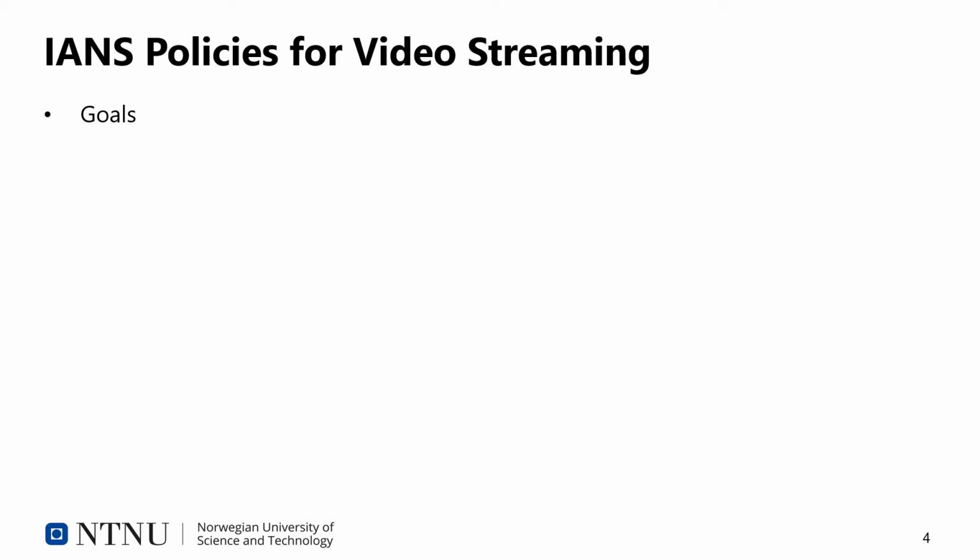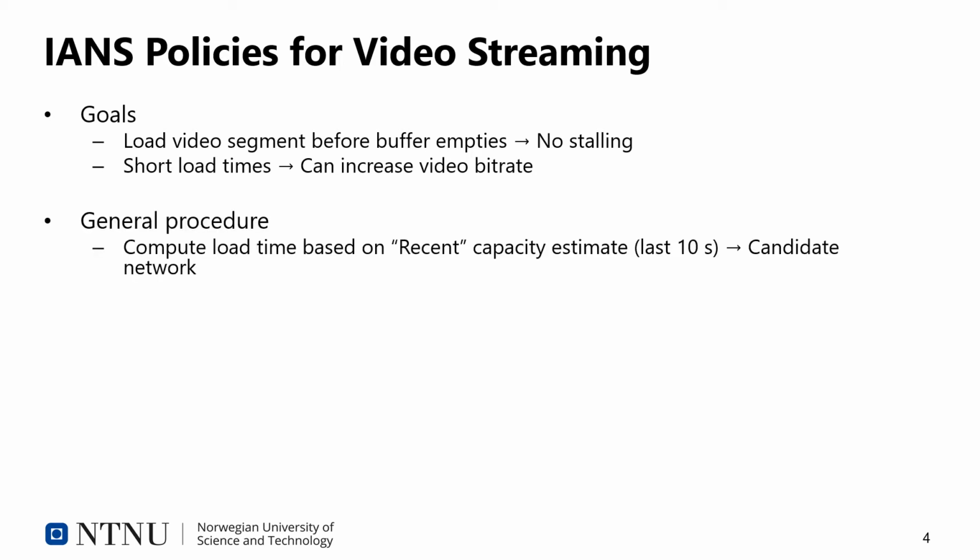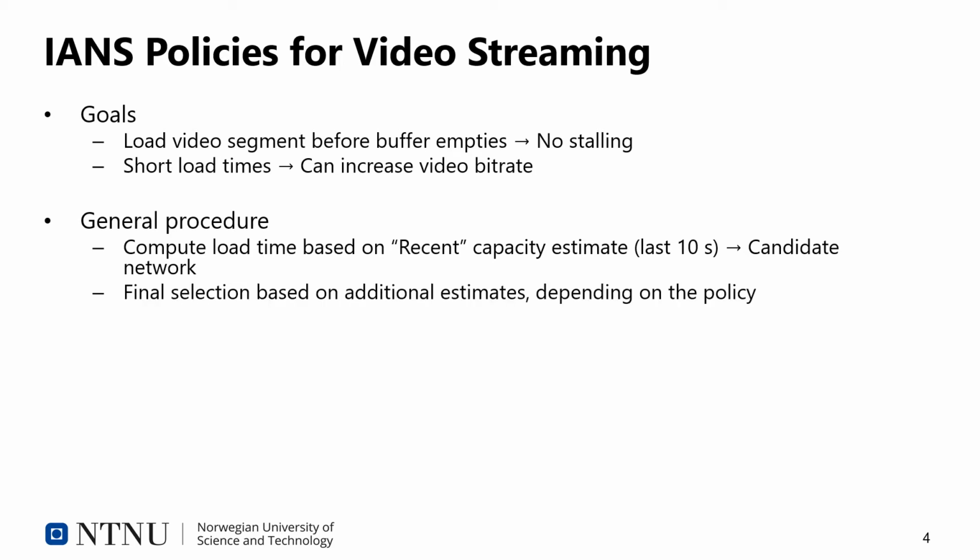When it comes to HTTP adaptive streaming, we want to achieve two goals. The first goal is to be able to load a video segment before the buffer is empty, so that no stalling occurs. The second goal is to reduce the segment load time to the best possible extent to enable the ABR to select a higher video quality. The designed policies firstly select a candidate network to be used based on the capacity estimate of the last 10 seconds. That means the last few seconds. The final selection, however, is based on additional estimates and is policy dependent. In the following, I'll present the main ideas behind the different policies. More details regarding the specific algorithms can be found in the paper.